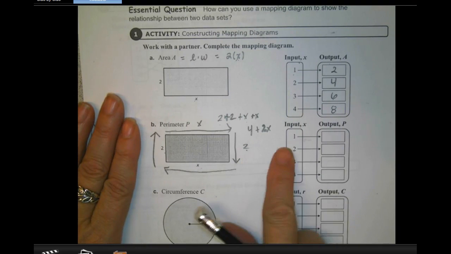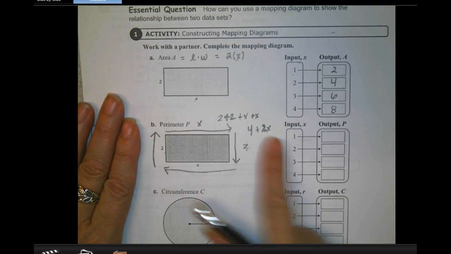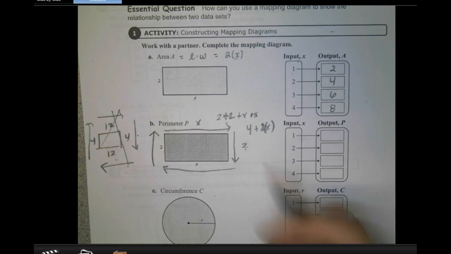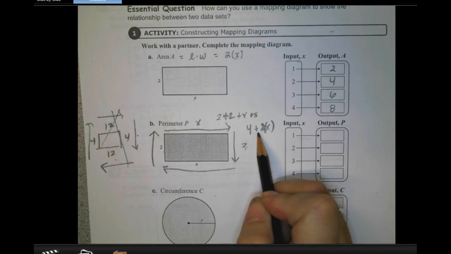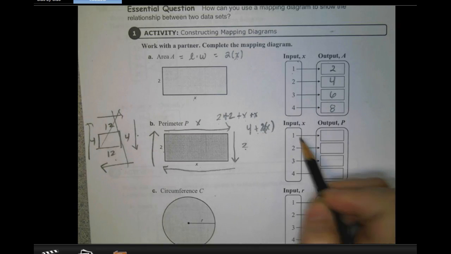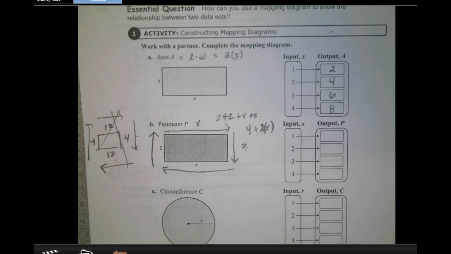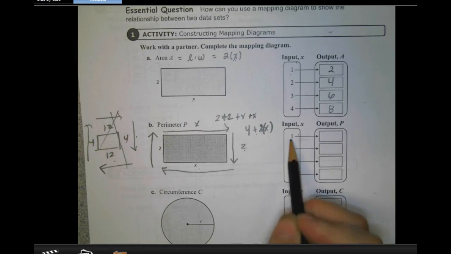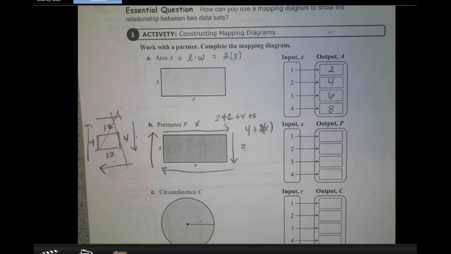So now I can substitute these numbers for x to find my output. Go ahead and do that. All right, so we have 4 plus 2 times x. If I'm replacing x with these numbers, I get a different answer every time. When I replace x with 1, what is my output going to be?